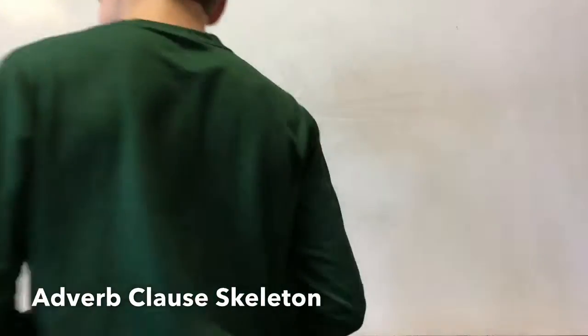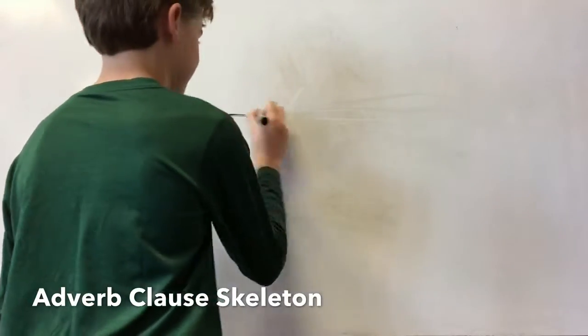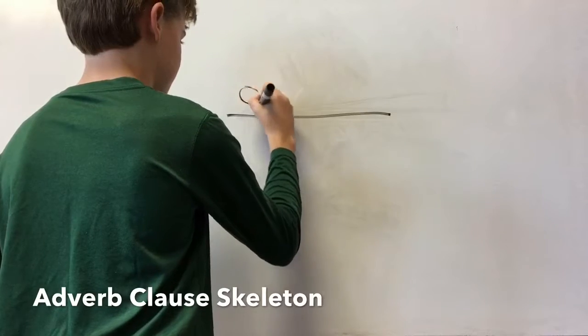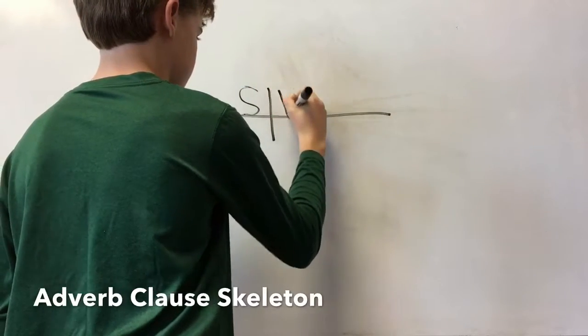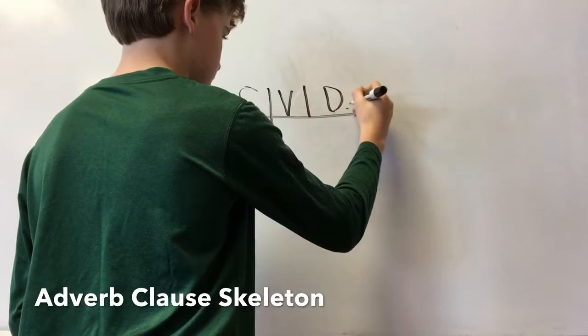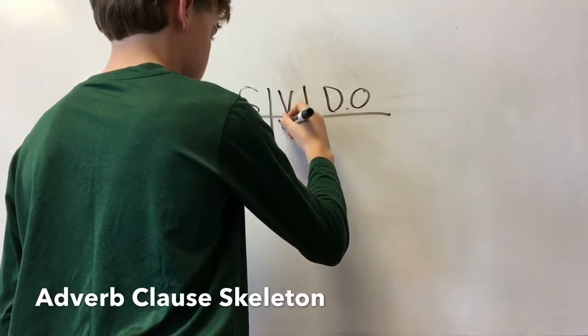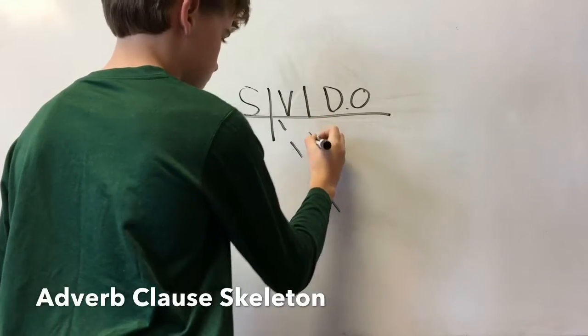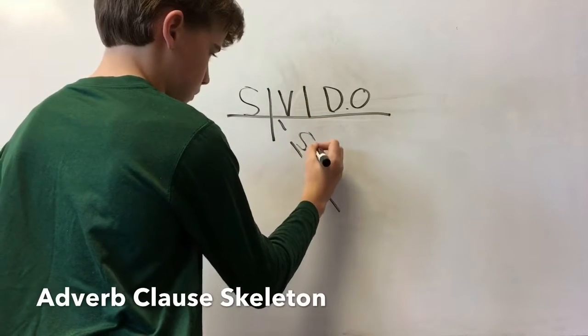Hello, I will be teaching you the skeleton of an adverb clause. First, we will start out with our baseline. Then, we'll put a slanted line through it and put the subject first and then the verb. After this, we'll put the direct object with a half line before it. From here, we'll put a slanted line going from the verb to the other verb.